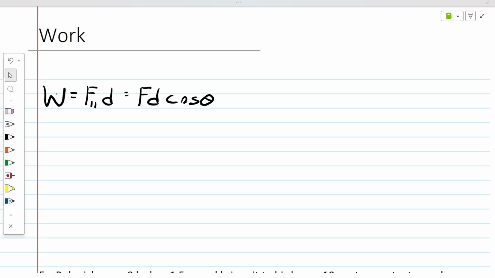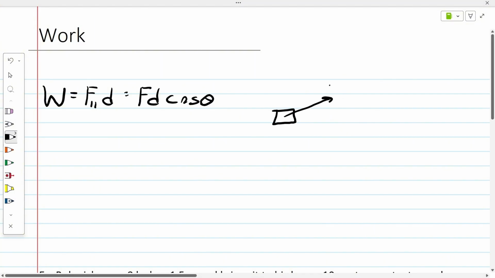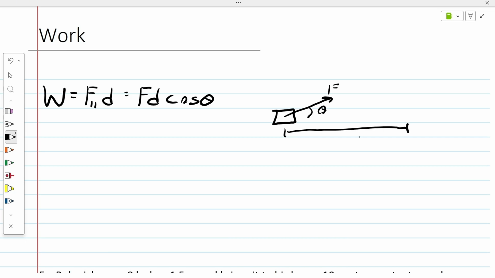So this is what we have for our work equation here. The work, which we define as W, equals the parallel force times distance, which also equals the force times distance times cosine of theta. So what does that actually mean? Let's say we have a box and a force is being applied to it at this angle, and let's say the block travels this distance. The work is basically how much force is applied over this distance, and that's what defines the work.